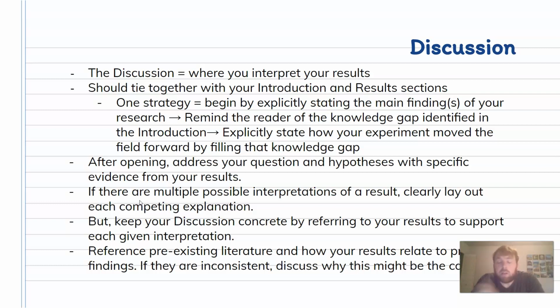But one strategy that I've found that works pretty much with every paper that I've seen is that if you begin by explicitly stating the main findings of your research, as in summarizing in one sentence or two the main finding of your research, not restating the results, but summarizing your results, then reminding the reader of the knowledge gap that you identified in your introduction, and then quickly explicitly stating how your result or how your experiment moved the field forward into that knowledge gap, as in my experiment addressed this knowledge gap by doing blah blah blah.